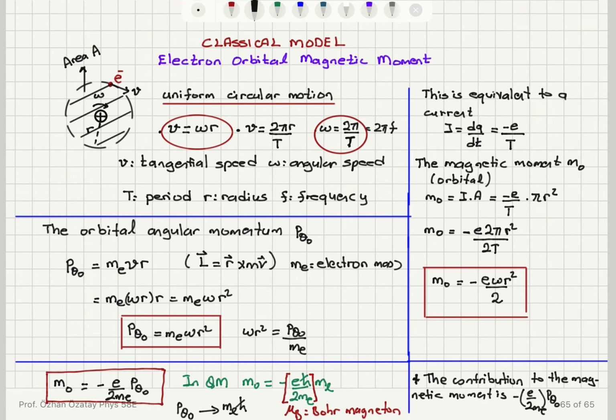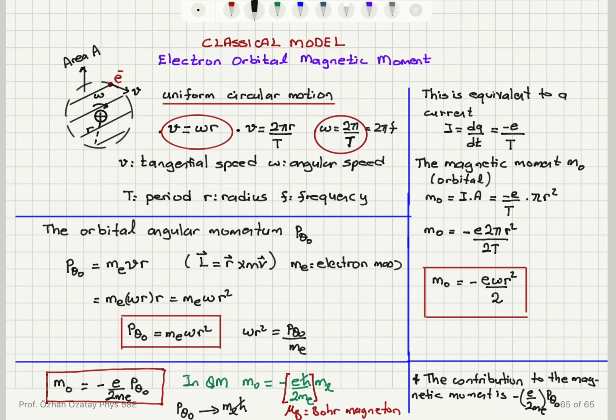The orbital angular momentum is simply mvr, because the position vector with respect to the rotation axis r and the linear momentum mv are perpendicular to each other, and since v is equal to omega r, the angular momentum is m omega r squared for the orbital motion. So if you substitute for omega r squared, p theta o divided by mass of the electron, we see that the answer is minus E over 2 me multiplied by the orbital angular momentum.